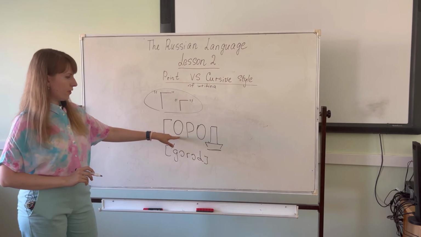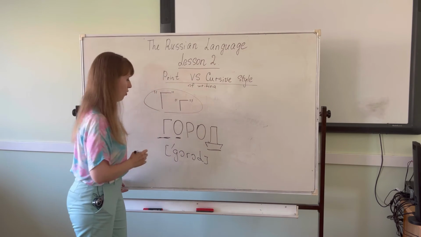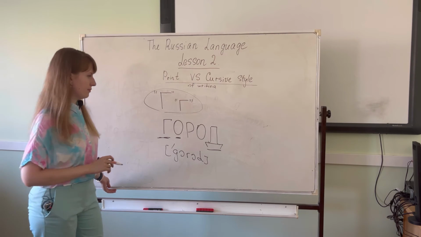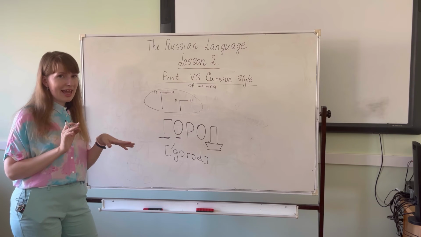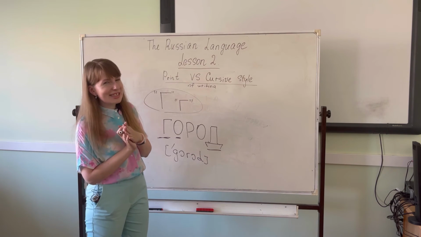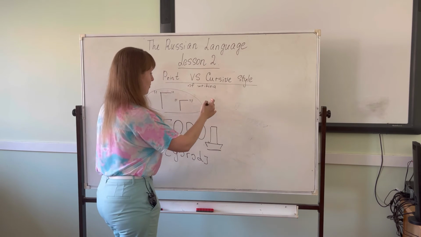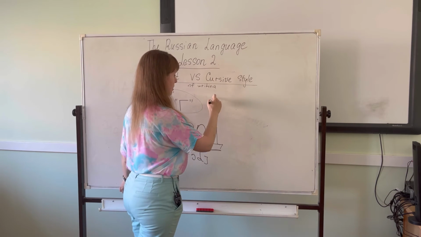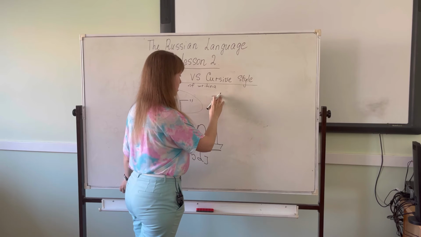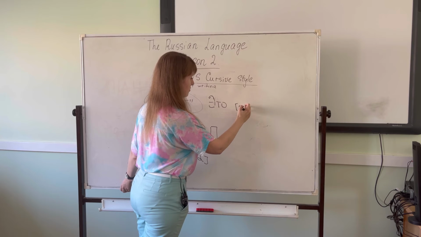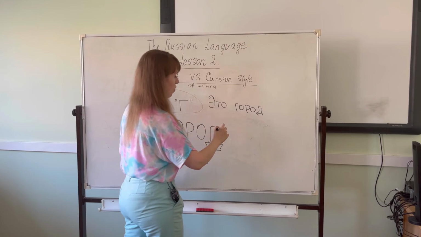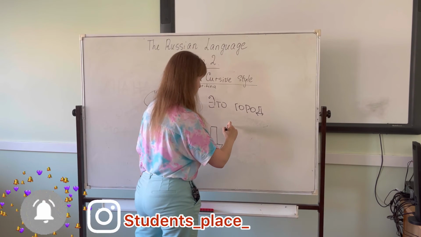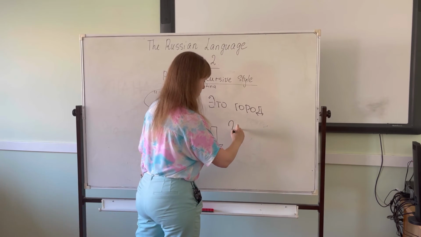And the stress will be for the first syllable, for the first vowel. Город, город. And again, just to make an indicating sentence, what do you need? Do you remember? So, the demonstrative pronoun. Это город. This is a city, right? But in Russian it will be это город. And the cursive style, okay, of writing it.